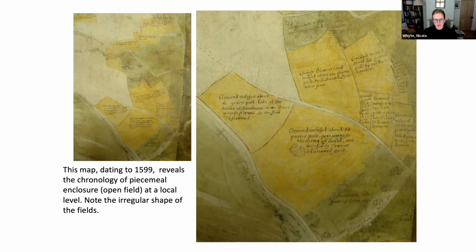So gaps were just made in the fences, or gates left open. Of course, by the end of the 16th century, the period that we're looking at here, the manorial lord monopolised grazing rights.